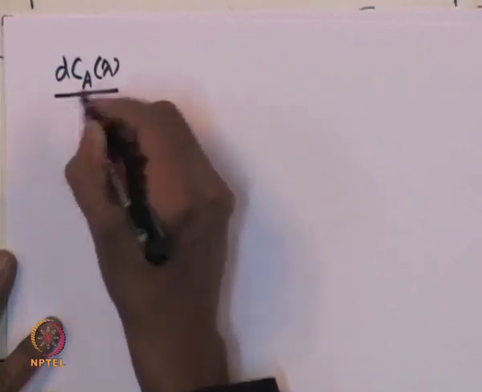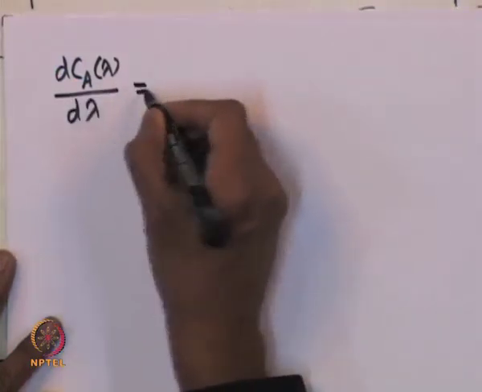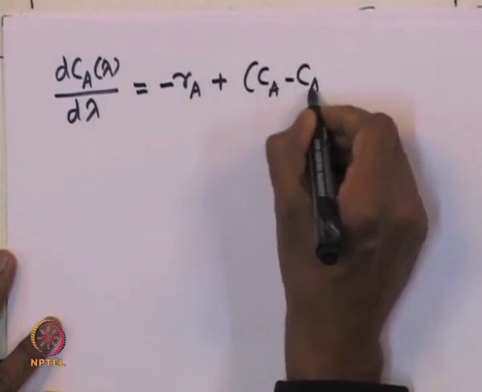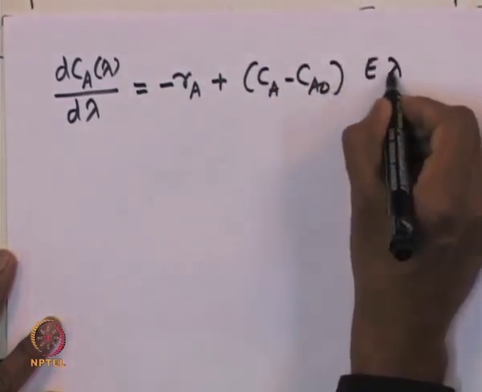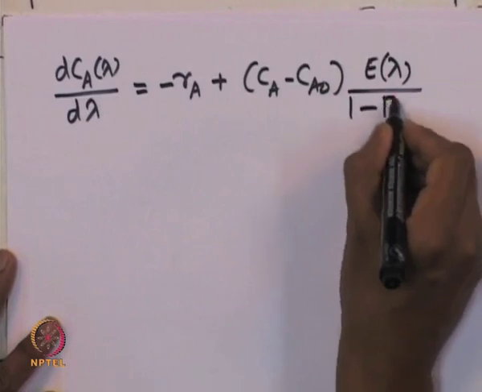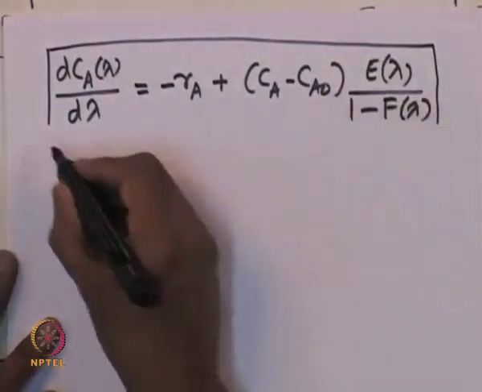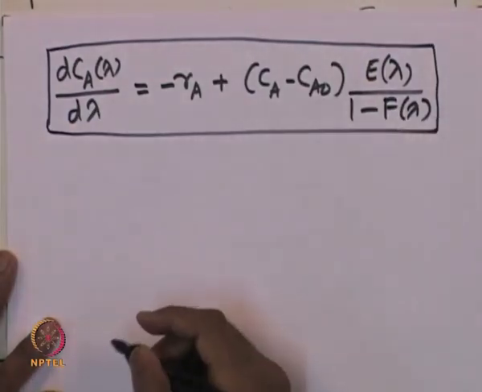The final mole balance essentially is dCA of lambda by d lambda equal to minus Ra plus Ca minus Ca naught into E lambda by 1 minus f lambda. That is the mole balance for the species for a maximum mixedness model.